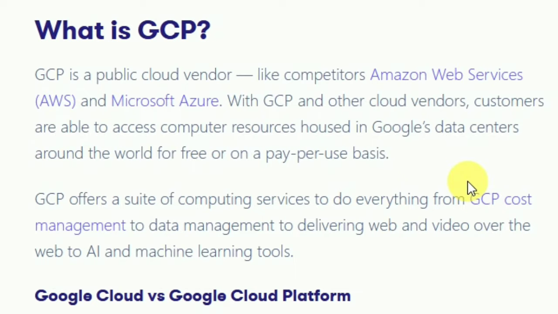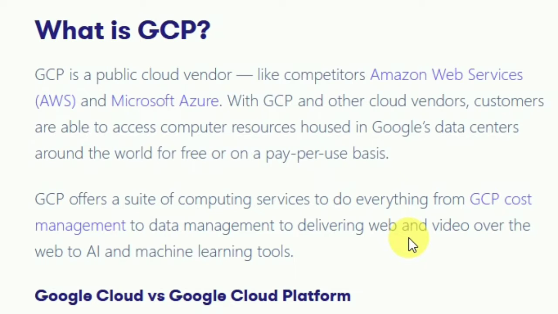GCP is a public cloud vendor, like its competitors Amazon Web Services (AWS) and Microsoft Azure. With GCP and other cloud vendors, customers are able to access computing resources housed in Google's data centers around the world, for free or on a pay-per-use basis. GCP offers a suite of computing services to do everything from cost management to data management to delivering web and video over the web to AI and machine learning tools.